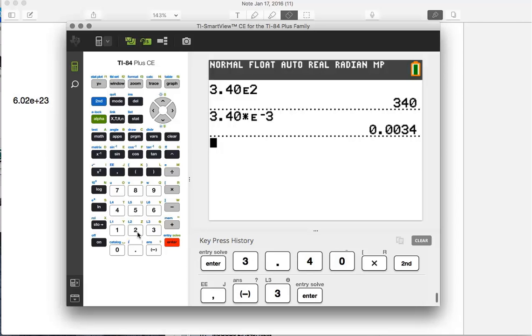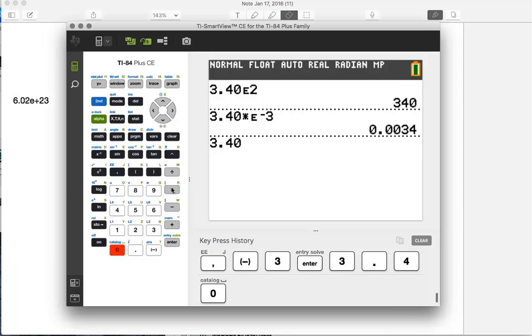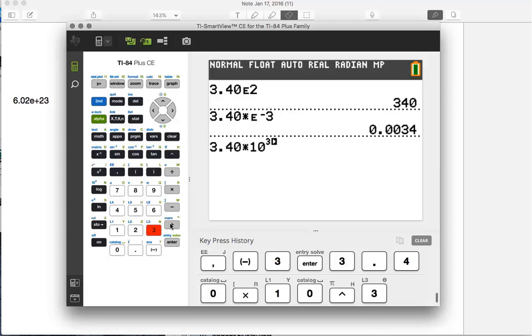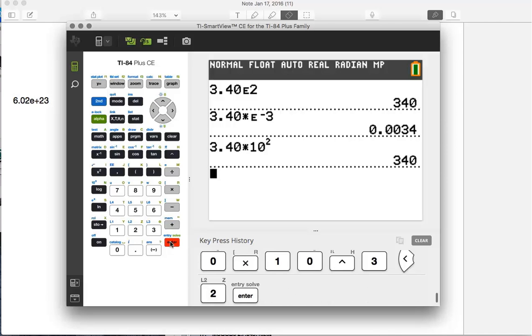Also, what you don't want to do either is go 3.40. Some people will put 10, and then they'll put the carat sign, the power sign. They'll put times 10 to the third. Now, or second. Let's see what happens. I should have put 10 to the second here. Let's go back, 10 to the second power. Now, what happens with this one? This is the right answer in this case, but it isn't always the case.